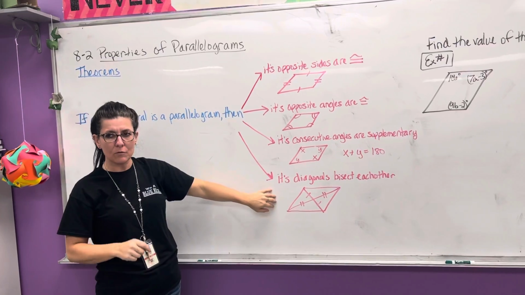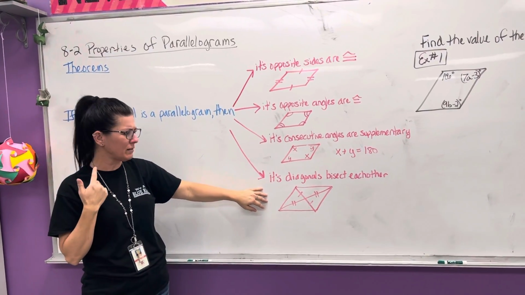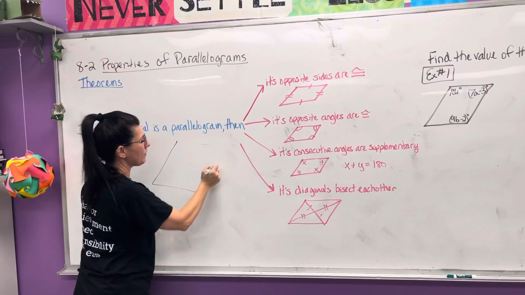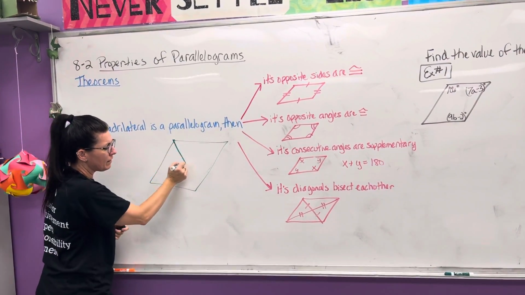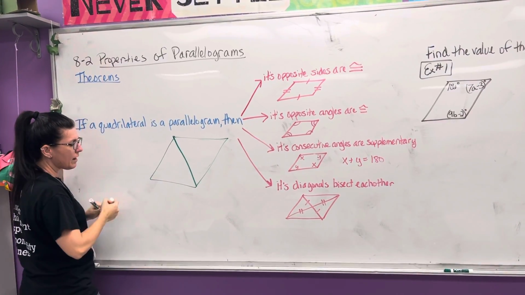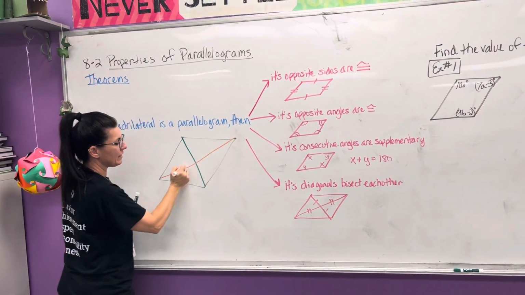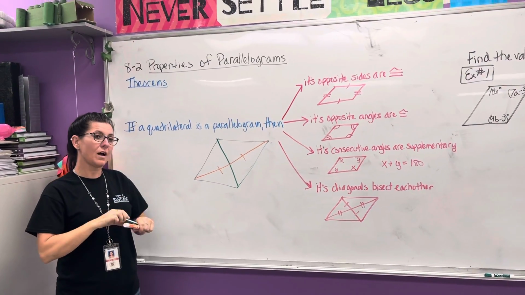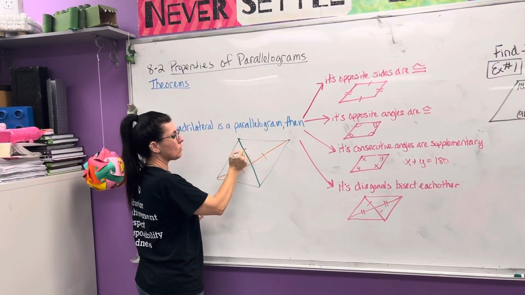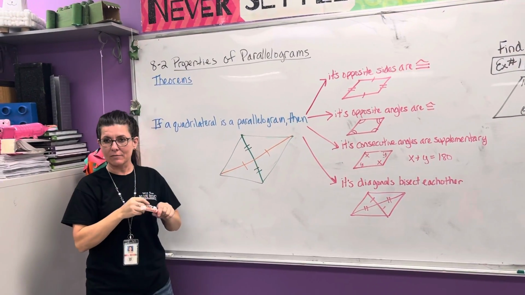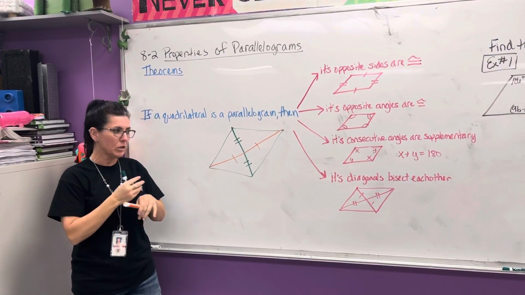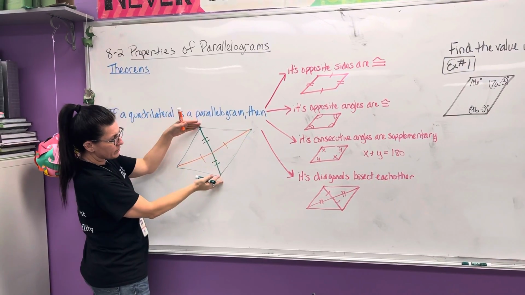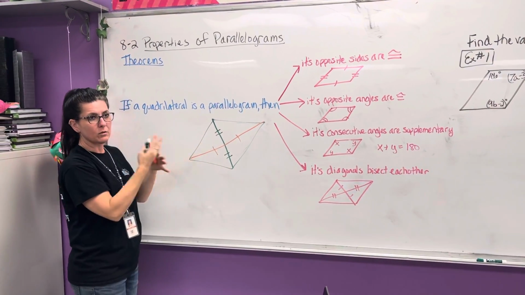The last one, be careful, can cause you to think incorrectly. So it says the diagonals bisect each other. So if this is my parallelogram, this green line cuts this orange line exactly in half. The green cuts the orange. It works the opposite way. The orange also cuts the green exactly in half. That's what it means by they bisect each other. So this green cuts this orange into two equal pieces. The orange cuts the green into two equal pieces. The diagonals bisect each other.